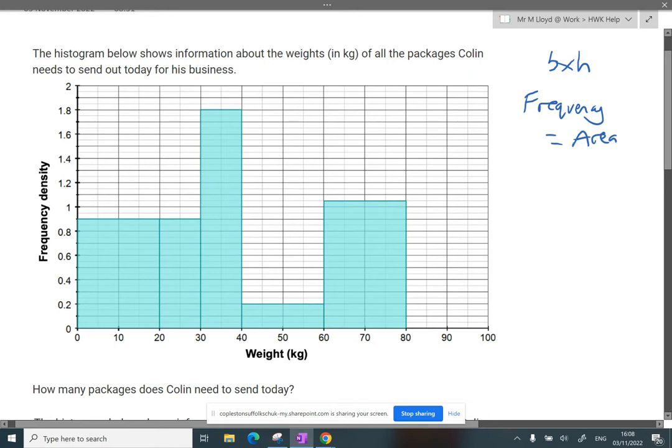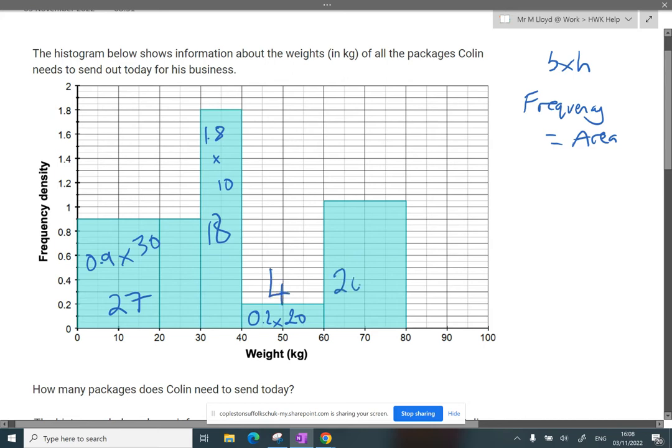So our first rectangle, we've got a height of 0.9, and that's going to be multiplied by the base of 30, because across the weight bit it gets to 30. Please do feel free to use your calculators at all times. This one is 27. Our next one, we've got 1.8 multiplied by a base of 10, gives us 18. Our next one, we've got a height of 0.2, so 0.2 times by the base of 20. 0.2 times 20 gives us 4.